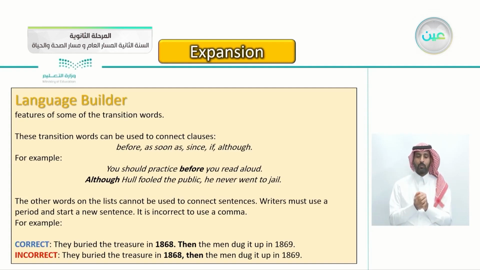Although Hull fooled the public, comma, he never went to jail. So although is connecting these two clauses. The other words on the list cannot be used to connect sentences. Writers must use a period and start a new sentence. It is incorrect to use a comma. For example, the correct way: they buried the treasure in 1868, full stop here. Then the men dug it up in 1869. The incorrect way is to use a comma. So you have to use the full stop.